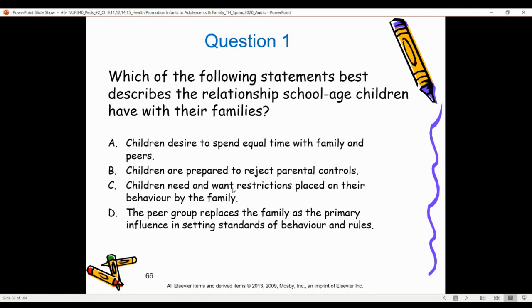D is adolescents. Yep, the peer group replacing the family as the primary influence is going to be our adolescents. And then B is also adolescents. The children prepared to reject parental controls is sometimes seen with the adolescents. There's not a developmental period where we have equal time with family and peers. It's either one or the other.